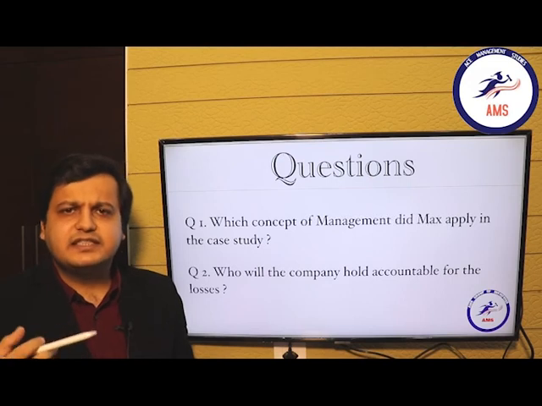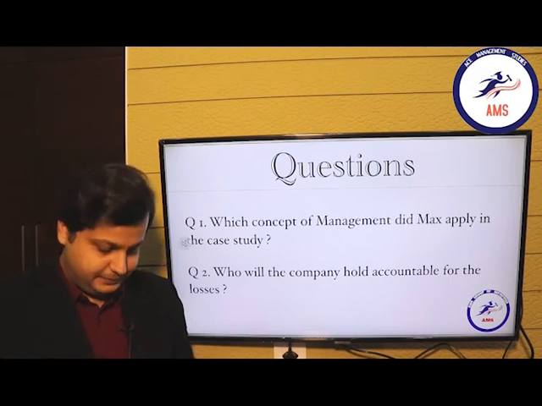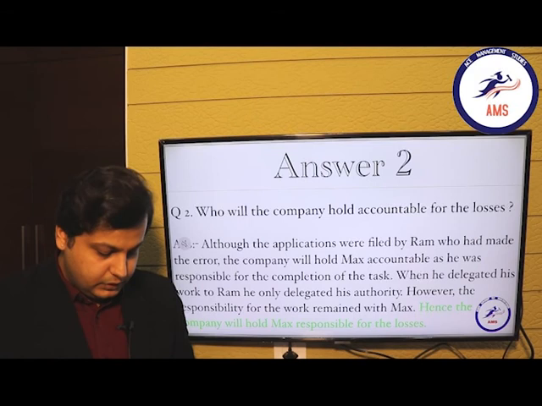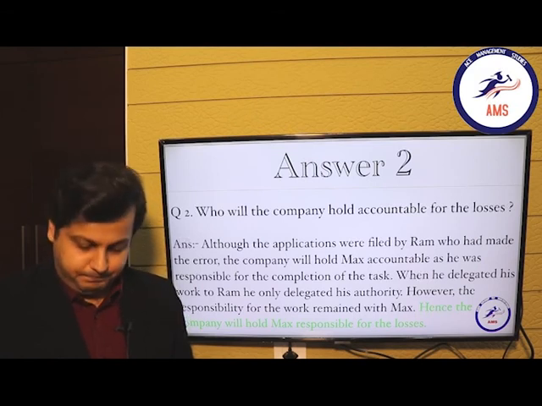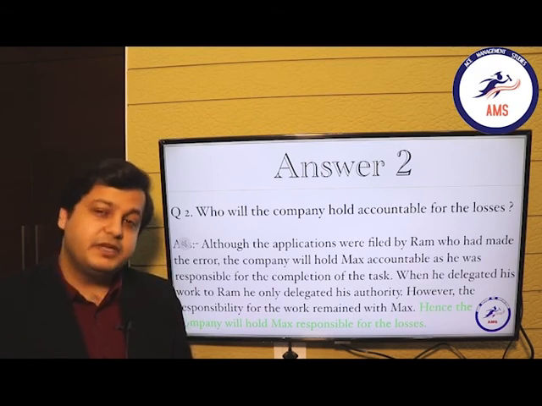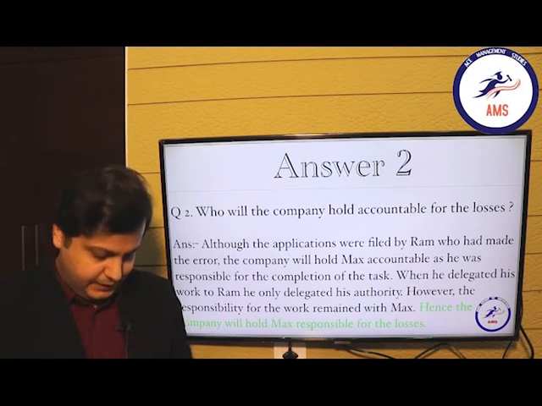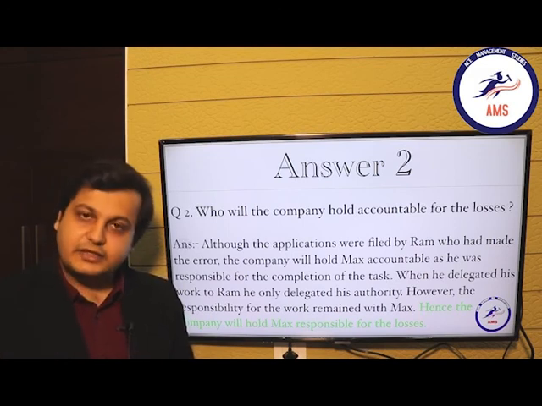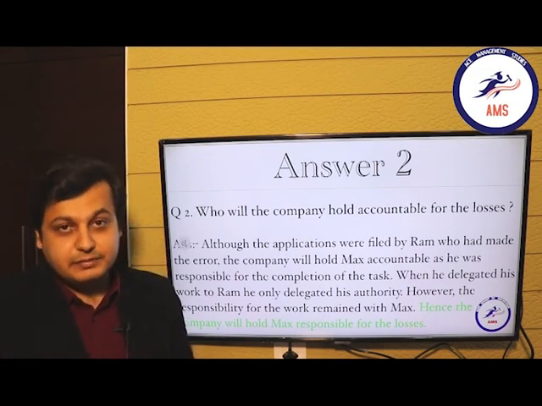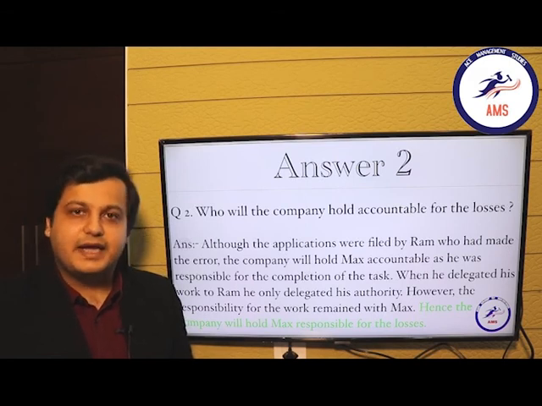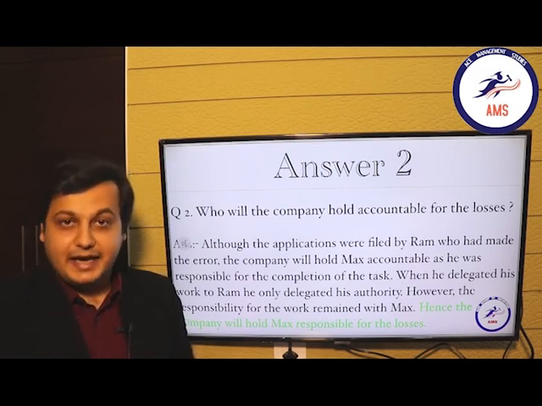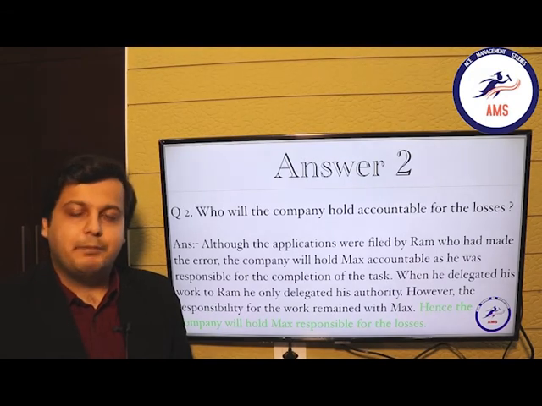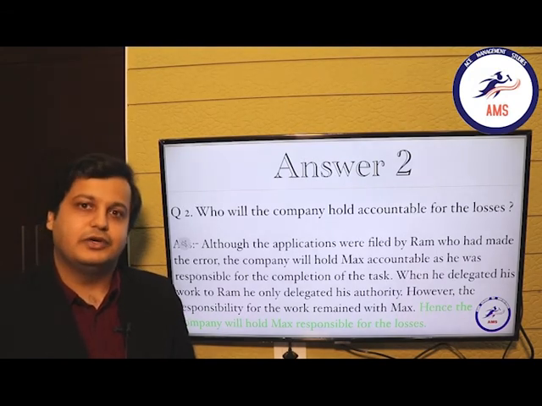So we'll make this answer a bit lengthy one. So let's go to the answer. Although the applications were filed by Ram, who had made the error, the company will hold Max responsible for the completion of the task. When he delegated his work to Ram, he only delegated his authority. However, the responsibility of the completion of the task remained with Max. Hence, the company will find Max responsible for the losses.